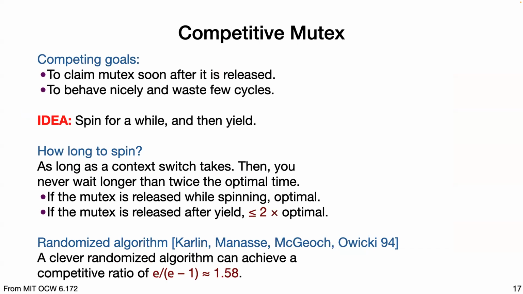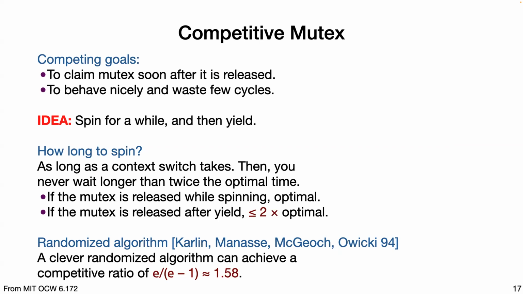You want to wait a little bit, because if you keep trying to grab the mutex, then you're spinning and then you're wasting more cycles. So one idea is that using algorithms, one thing that you can do is that you spin for a while, then you yield. And how long should you spin? As long as you take to do a context switch.